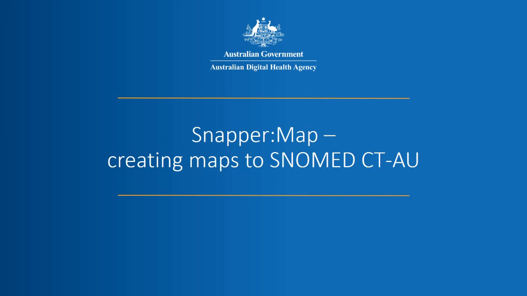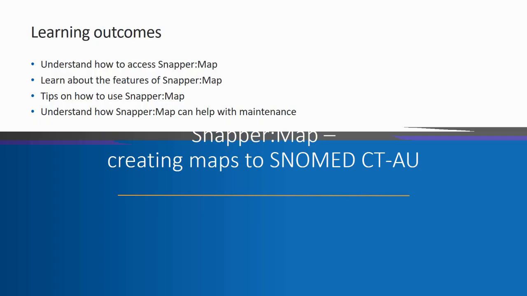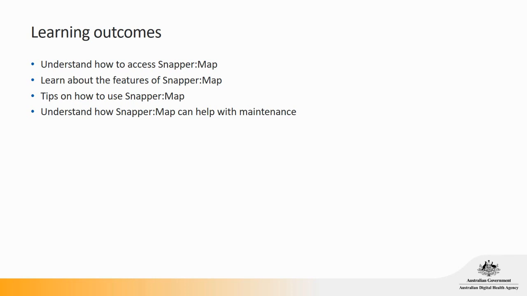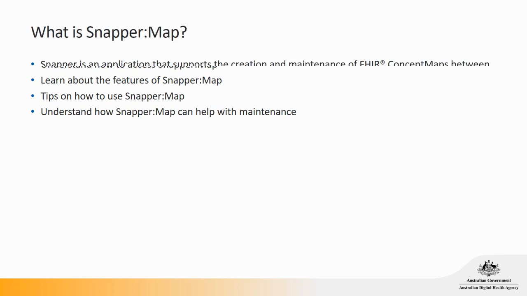Now, this webinar describes the features of a mapping tool. When it comes to mapping, you can develop your own tool or choose not to go with one. This webinar will go through a tool that is available when you wish to map to SNOMED CT-AU. Hopefully what you will get out of this session today is an understanding of how to access SNAP-A-Map, learn about the features of the tool and how to work with it efficiently, and finally an understanding of how it supports not only the initial mapping process, but ongoing maintenance of the map.